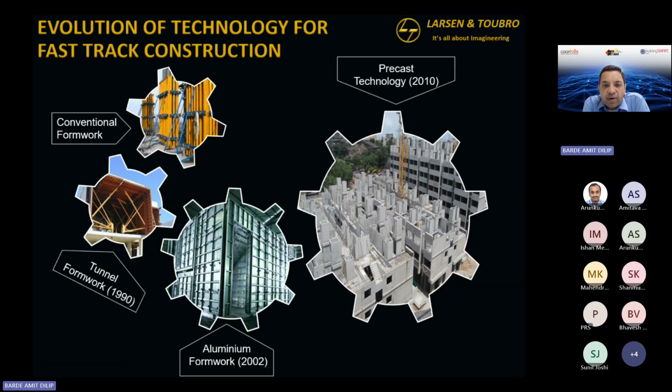So if I take this example of residential buildings, if you see conventional formwork we've been using for the last 30-40 years. In the 90s, 2000, we tried tunnel formwork. Then we moved to aluminum formwork. So if you see 10, 15, 20 years, the system stays, and then only we change it. 2002 onwards, aluminum formwork in residential buildings has been one of the mainstream systems. 95% of the buildings that we do in L&T in residential are being built using aluminum formwork.